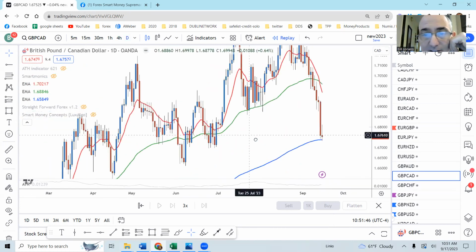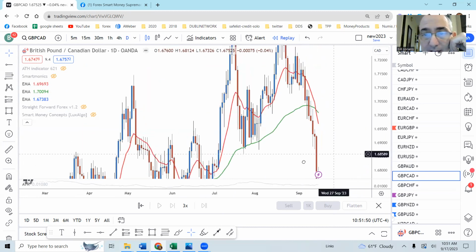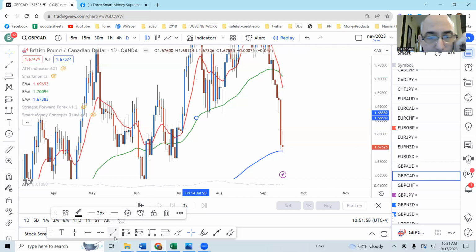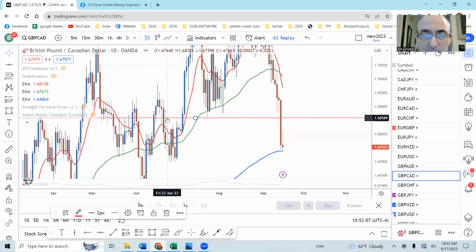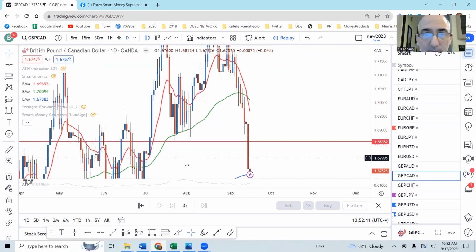That's not the case yet. See, we do have this break of structure right here. Just show you this here, right? Let me just show you this real fast. So we had price coming down.